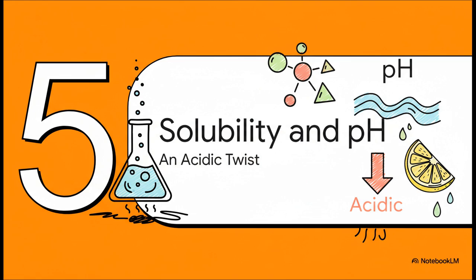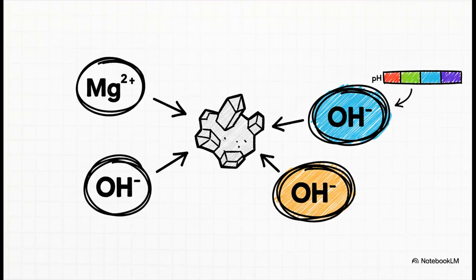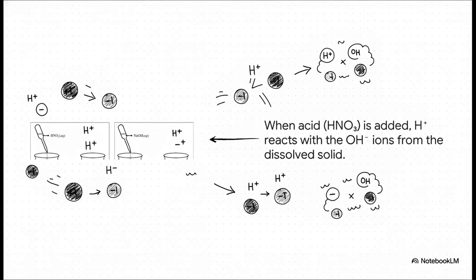What other tricks do we have up our sleeve? Well, let's see what happens when we give this dance a little acidic twist by playing with the pH. Now this trick works like a charm when one of the ions from our solid is a weak base. Magnesium hydroxide is a perfect example. It's actually the active ingredient in lots of antacids. It dissolves into magnesium ions and hydroxide ions. And hydroxide, OH-, well, that's pretty much the poster child for a base, right? So, what do you think happens when we start adding acid?